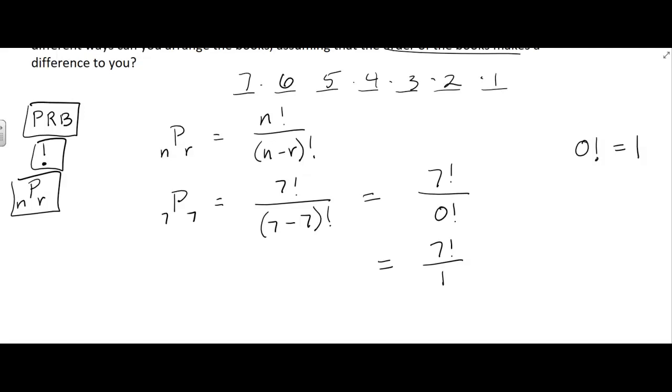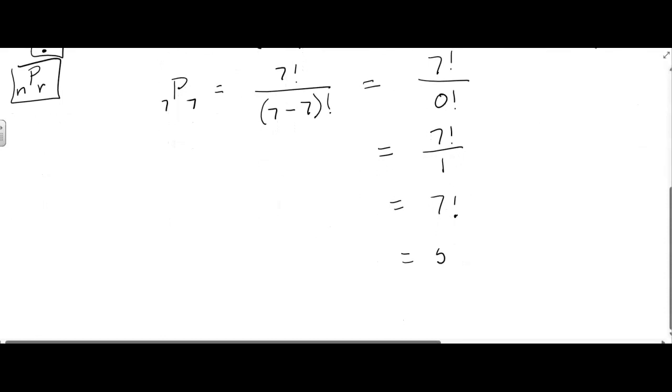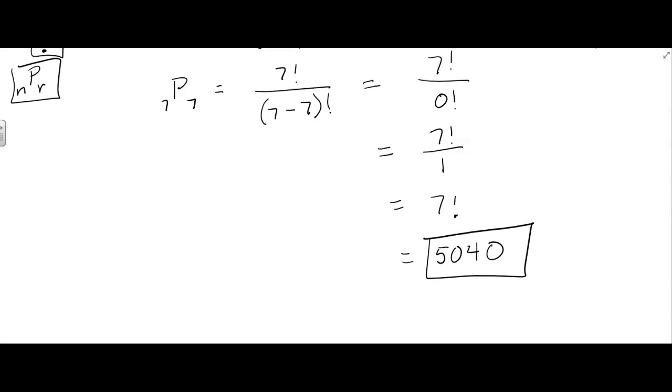So that's just the same thing as 7 factorial. And you can use your factorial button. I already did this, but you get 5,040. That's how many different ways you could arrange the books on the shelf.